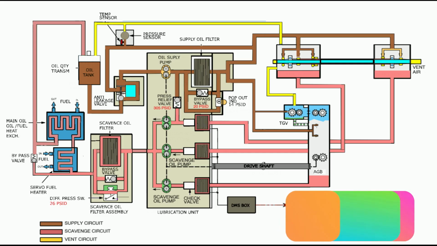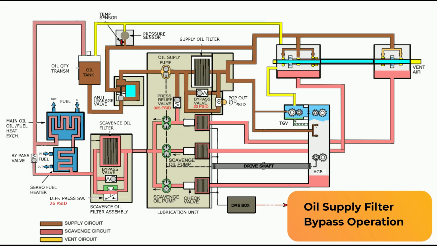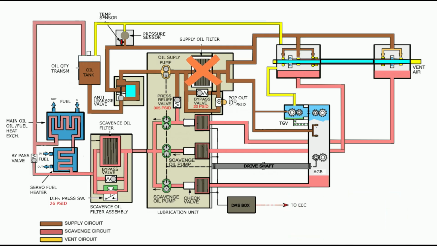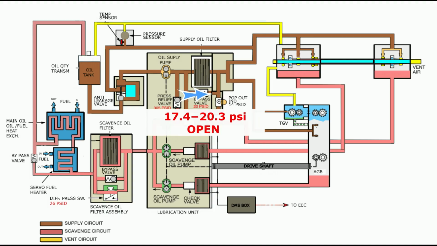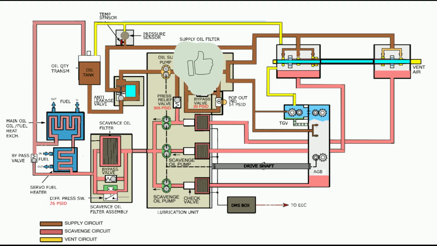Oil supply filter bypass operation. When the oil supply filter starts to clog, the flow is diverted through a bypass valve. The bypass valve begins to open when the differential pressure across the oil supply filter reaches 17.4 to 20.3 psi. The primary purpose of the bypass valve is to ensure the continuity of oil flow at all costs. The pressure drop represents the difference between the filter inlet pressure and outlet pressure. An increase in this differential pressure indicates the onset of filter clogging.